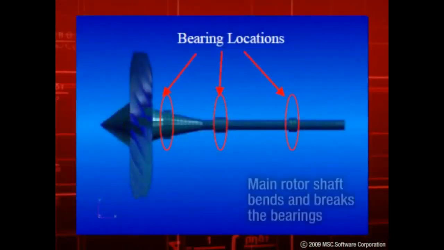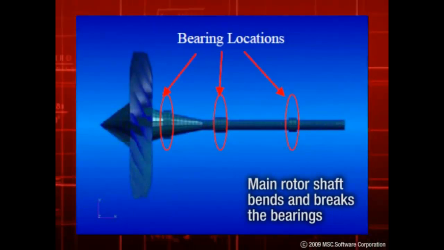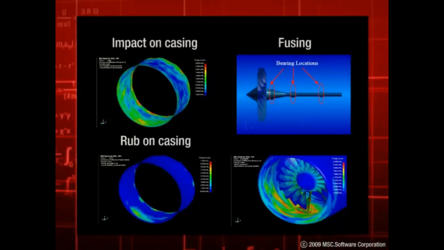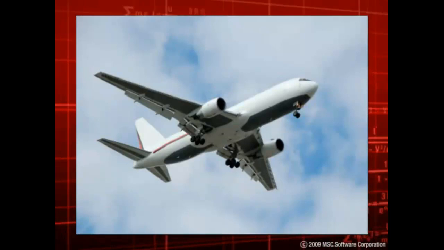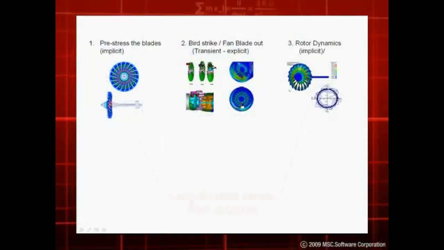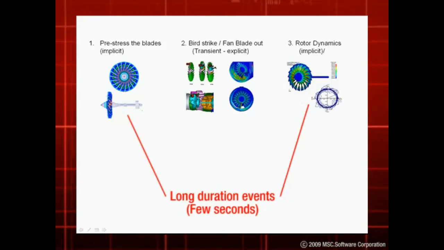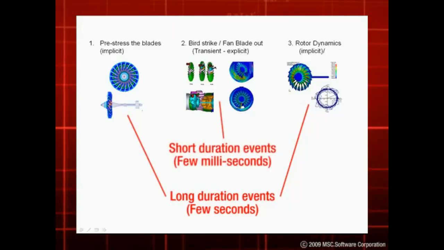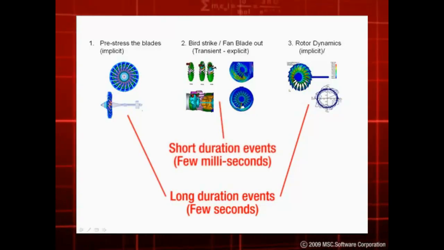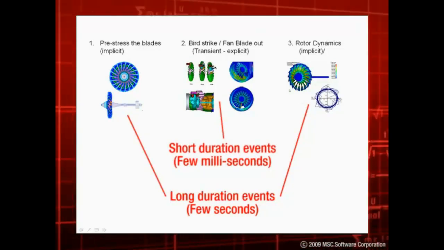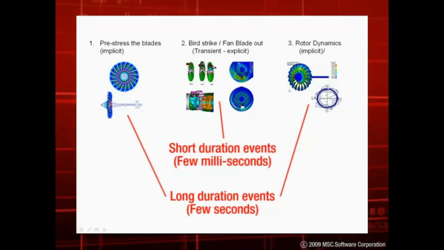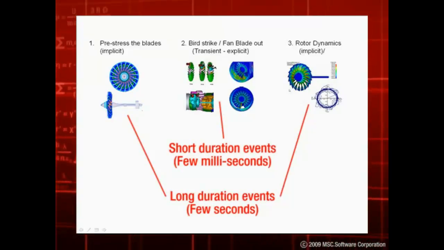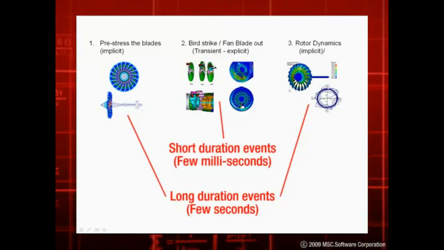Fusing is when the engine's main rotor shaft bends and breaks the bearings that are located on various locations of the shaft. These loads are extremely important for manufacturers since they will influence the safety of the aircraft and its navigation capacity. The pre-stress and rotor dynamics are both long duration events, usually lasting a few seconds. This is in contrast to fan blade out or bird strike, which are both short duration events and usually take only a few milliseconds. These differences among the stages call for different finite element technologies and solvers to be used in order to simulate these events.